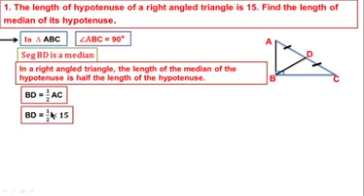BD is equal to 1 divided by 2 multiplied by 15. Therefore, BD is equal to 7.5.